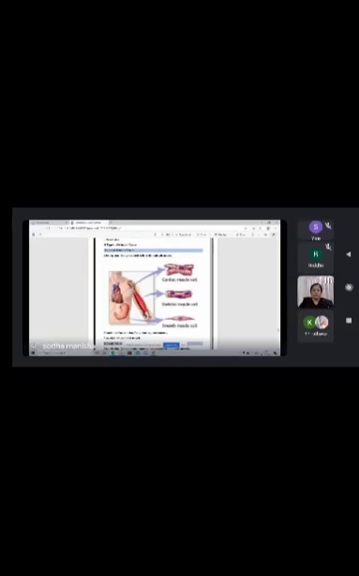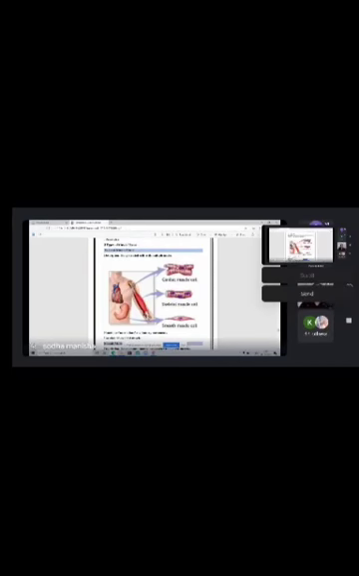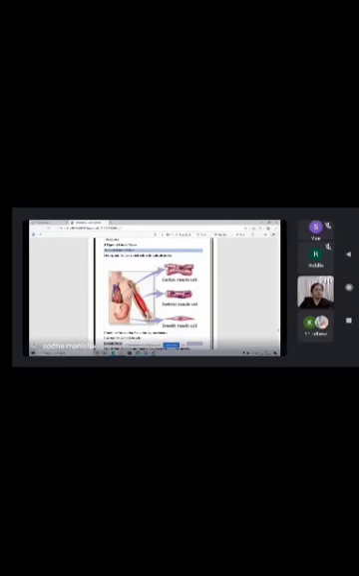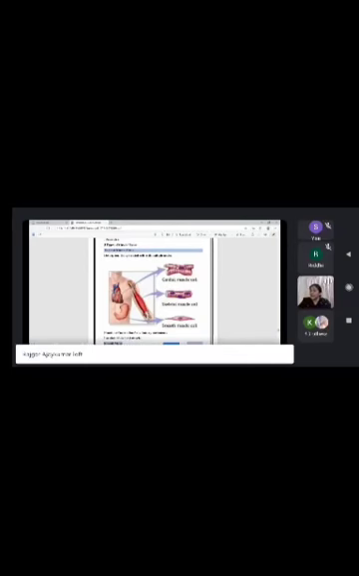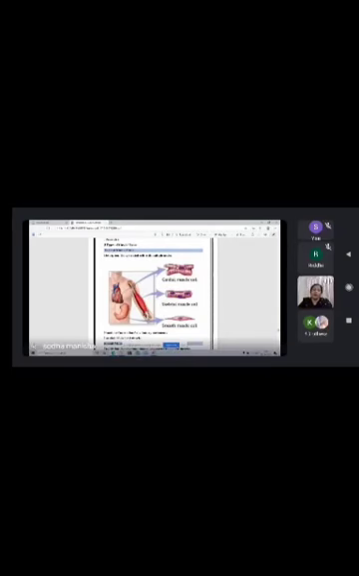So first we'll see the skeletal muscle. This skeletal muscle is usually attached to bones. That is why they are named skeletal muscles. And these skeletal muscles are under the control of will. That is why they are also known as voluntary muscles.